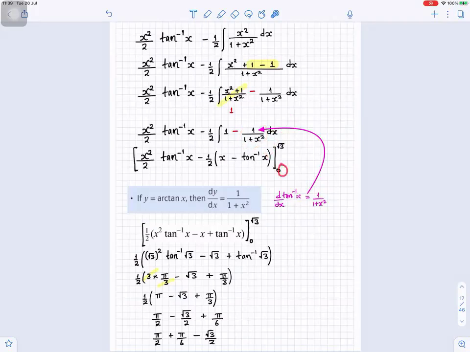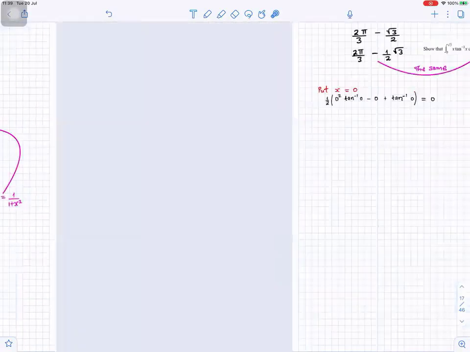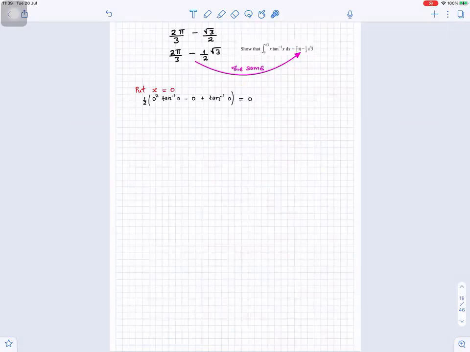Substitute the values 0 and root 3. If you put root 3 there, there, there and there, you get this expression. When you simplify it, this 3 will cancel with that 3, and you end up with pi over 2 plus pi over 6 minus root 3 over 2. And you add them up, you get 2 pi over 3 minus root 3 over 2. Or you can write it as 2 pi over 3 minus a half root 3. So it's the same as what you wanted to show.